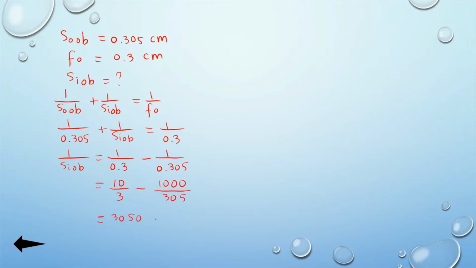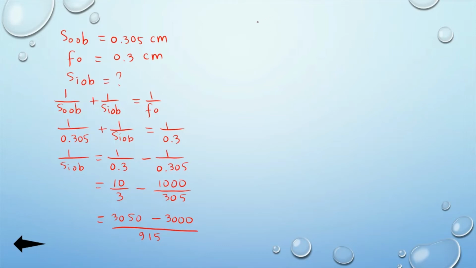950 minus 3000 over 915. Multiply the 10 over 3 by 305 and 1000 over 305 by 3. You will get this equation.